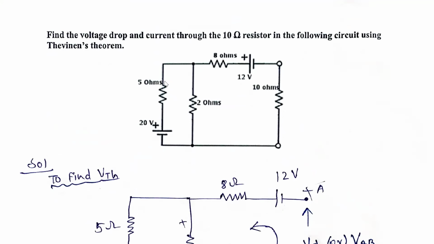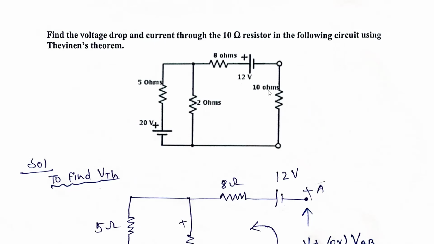So here, if you see this circuit, one voltage source is there. Here another resistance is there. Here also a resistance is there. Here also one resistance, and here one voltage source is there. Here one resistance, this is 10 ohms. So these points we have to consider as A and B. That is, the load resistance is 10 ohms.